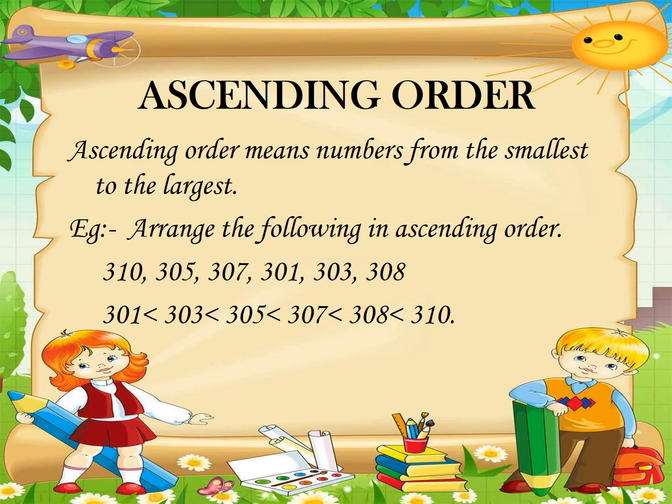Ascending order. Ascending order means numbers from the smallest to the largest. You have to arrange the numbers from the smallest to the largest. Here are the numbers. Arrange them in the ascending order: 301, 303, 305, 307, 308 and 310.